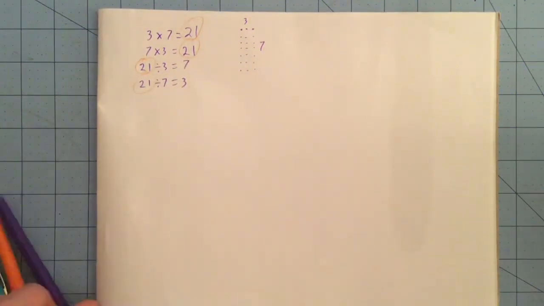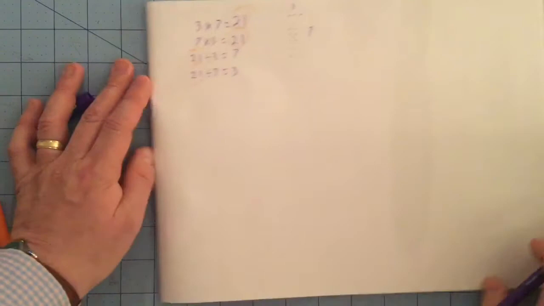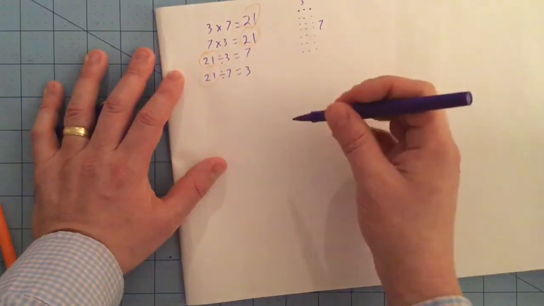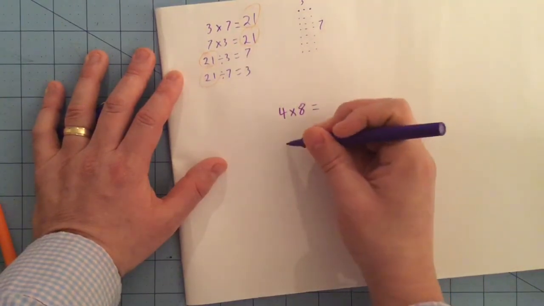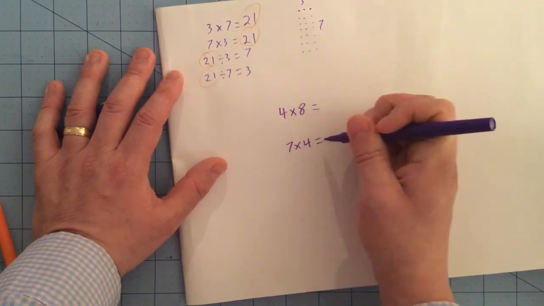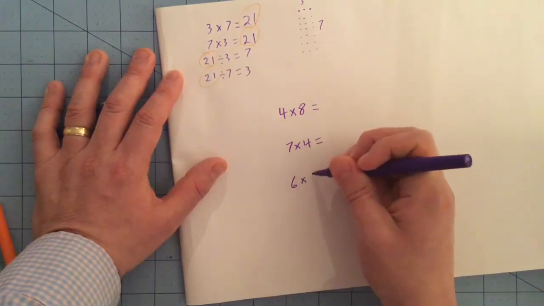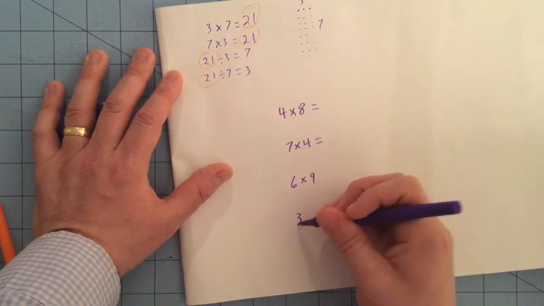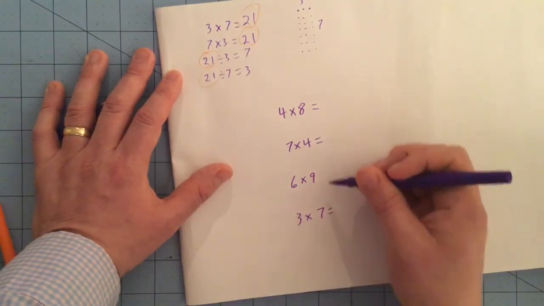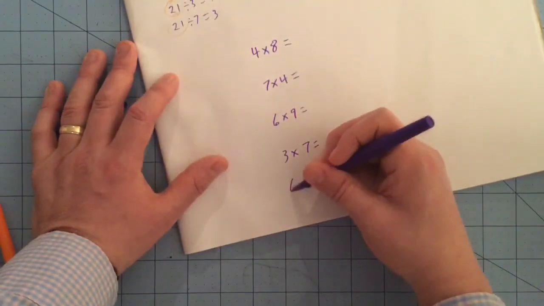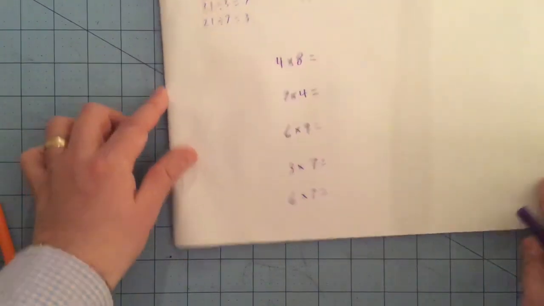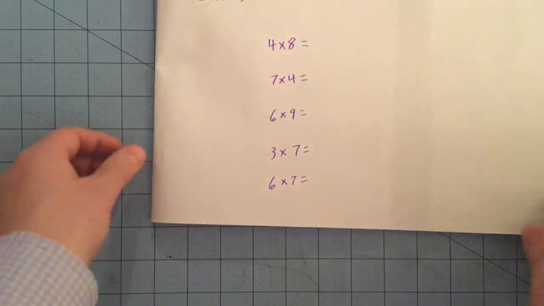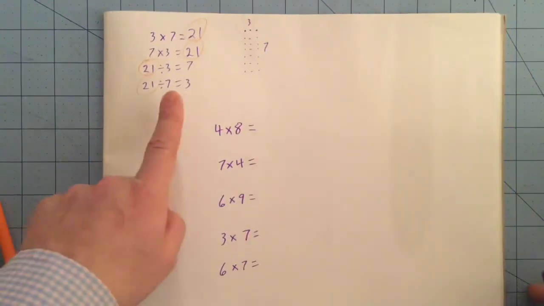I would like you to write out an array and the fact family for each one of these equations. I'm going to give you these equations right now. There's going to be 5 of them. I just made that up right now. 5 seems like the right number. So we're going to do 4 times 8. You're going to do 7 times 4. 6 times 9. 3 times 7. And my personal favorite, 6 times 7. 1, 2, 3, 4, 5. I'd like you to solve all 5 of those equations just like that.